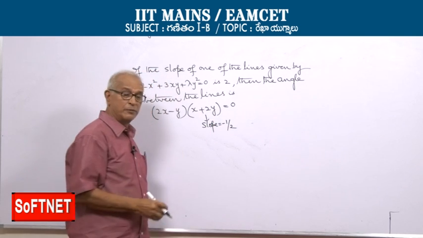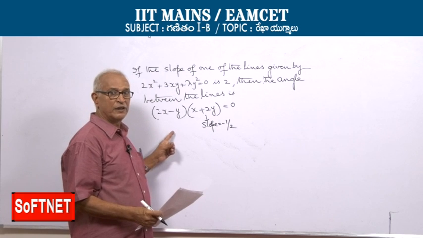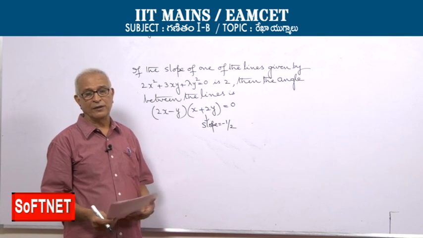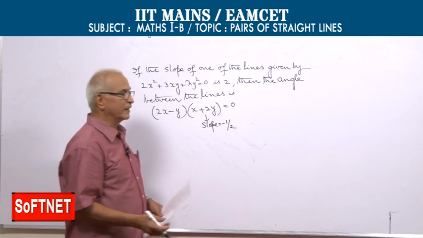The slope of this line is minus half. The slope of this is 2. Therefore, the product of the slopes is minus 1. Therefore, the angle between the lines is a right angle.